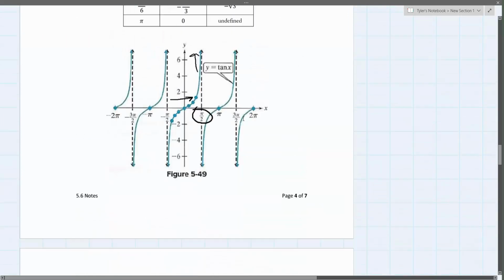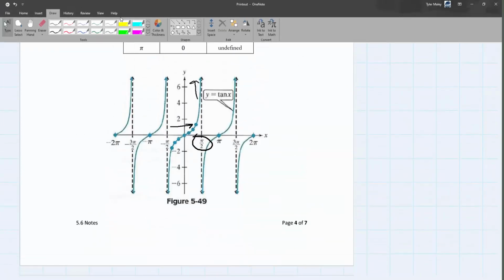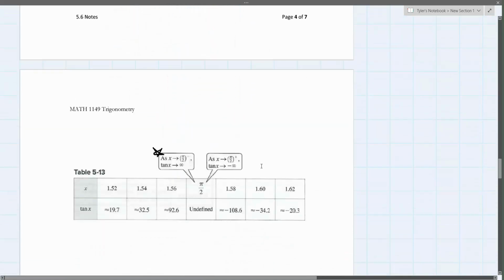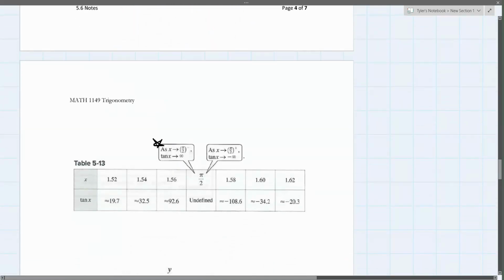And then the second one is if we're approaching it from the right. If I'm coming at the graph from the right side towards pi over 2 still, what's happening to the graph? We're looking down here. As x gets closer and closer to pi over 2 from the right, notice my y values are decreasing. They're going downward, so that's why we say it's going towards negative infinity. They're going downward forever. That's what that box is referring to.